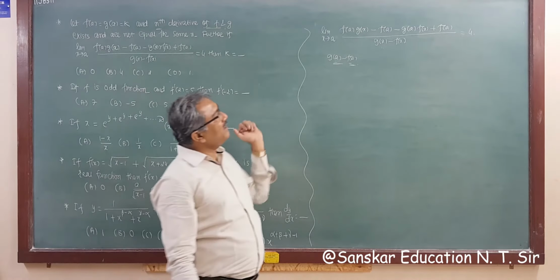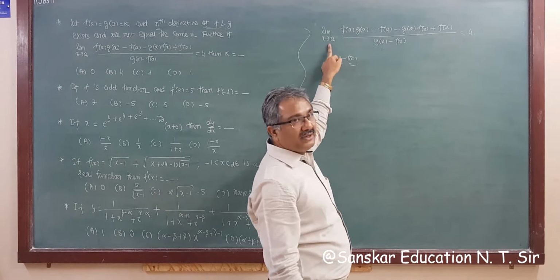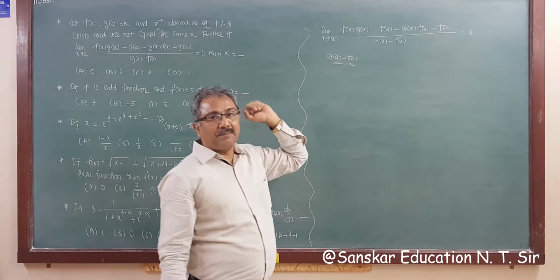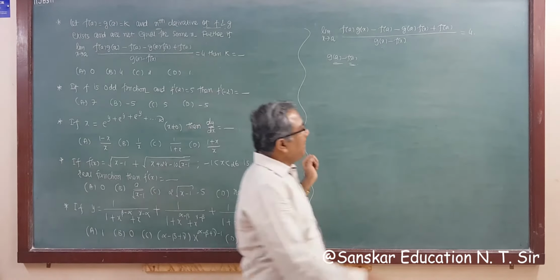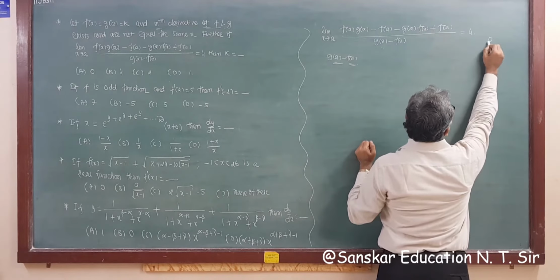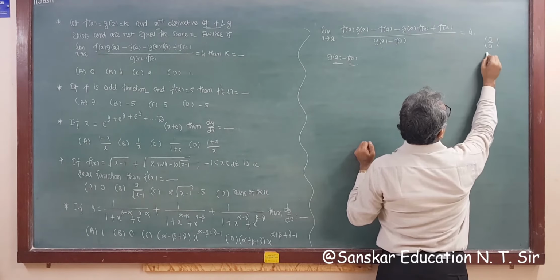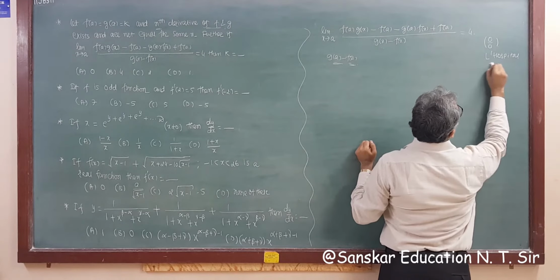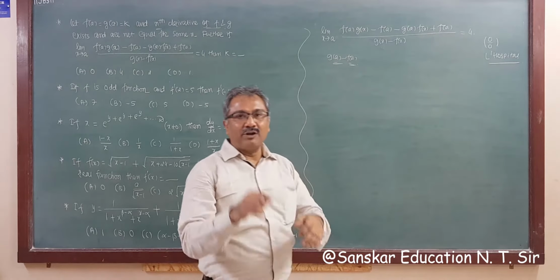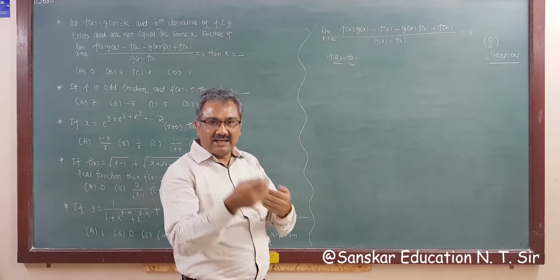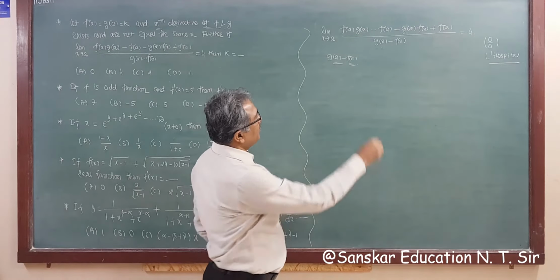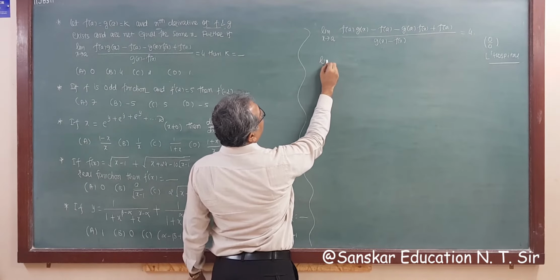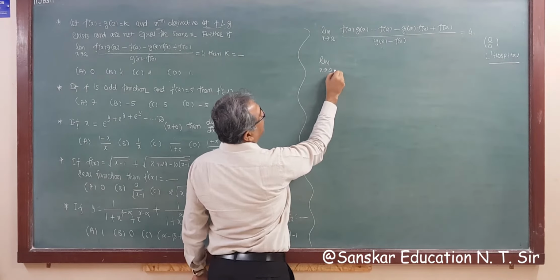So, differentiating with respect to x. Now this is a limit, that means applying L'Hopital's rule. You know, if the function in the limit is of the 0/0 form, then you have to apply L'Hopital's rule, and in L'Hopital's rule the derivative of the numerator is in the numerator and the derivative of the denominator is in the denominator. So applying L'Hopital's rule, this is the limit as x tends to a.